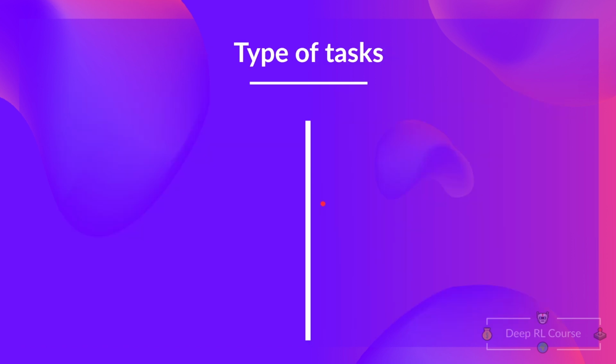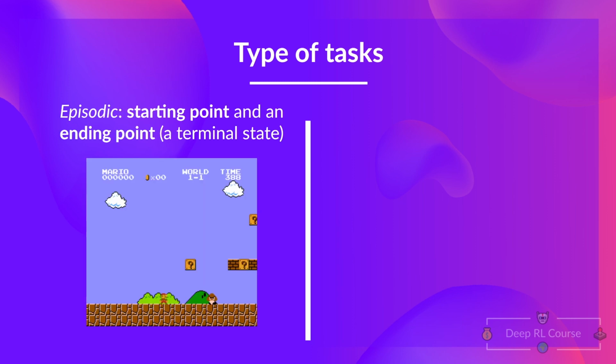We need now to speak about the task. A task is an instance of a reinforcement learning problem. We can have two types of task, episodic or continuous. In the case of an episodic task, we have a starting point and an ending point, also called a terminal state. This creates an episode, which is a list of states, actions, rewards, and new states. For instance, think about Super Mario Bros. An episode begins at the launch of a new Mario level and ends when you're killed or when you reach the end of the level.